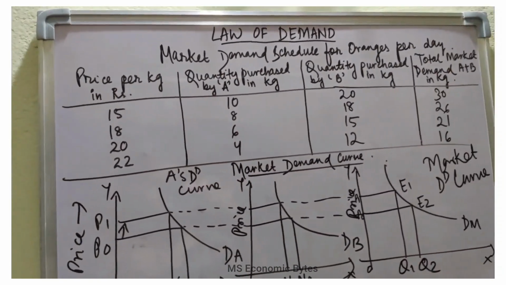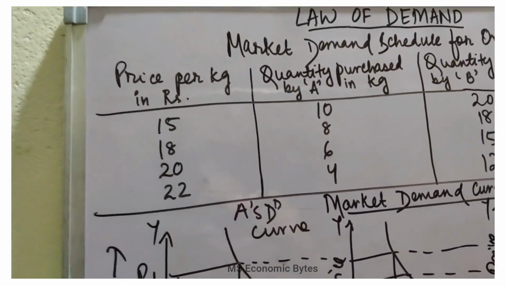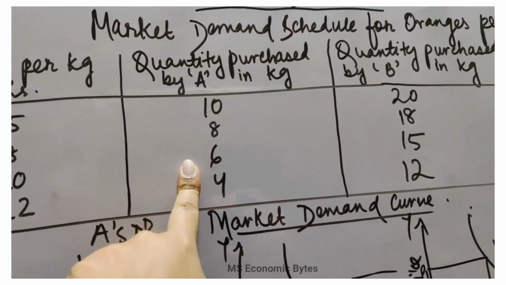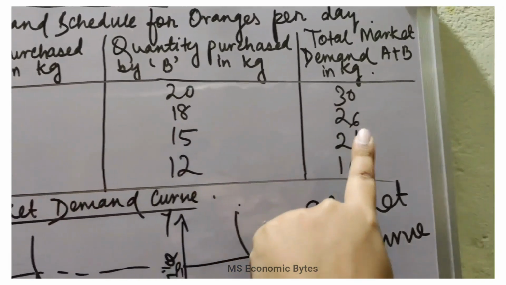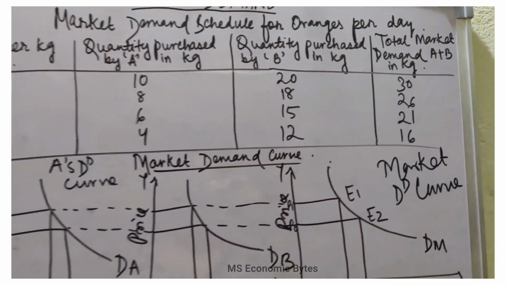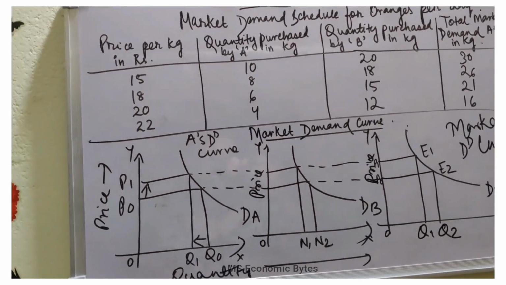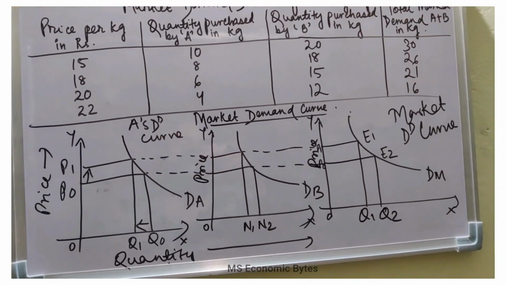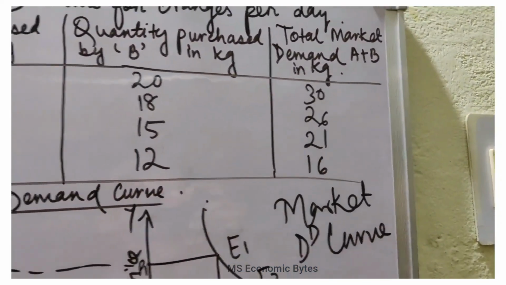Now suppose the price increases from 15 to 18. You can see that the quantity purchased by A reduces from 10 to 8 and B also reduces from 20 to 18, and the total market demand reduces from 30 to 26 respectively, and so on. So it is clear that when the price is increasing, the quantity purchased by both A and B falls, and the total market demand also falls from 30 to 26.